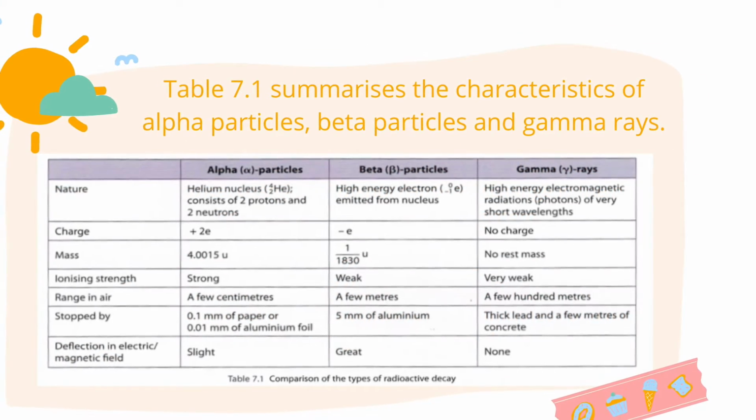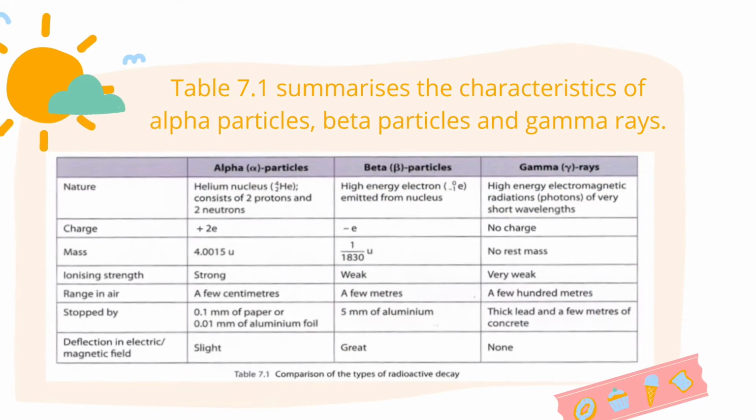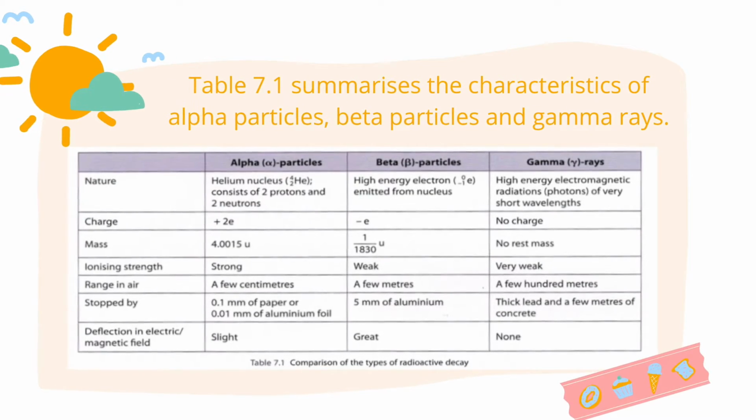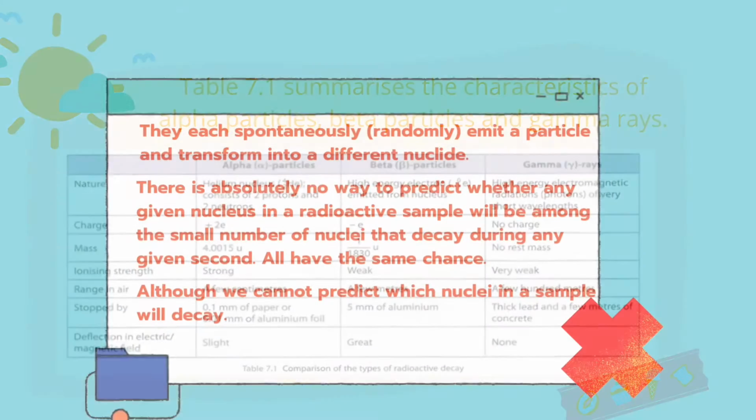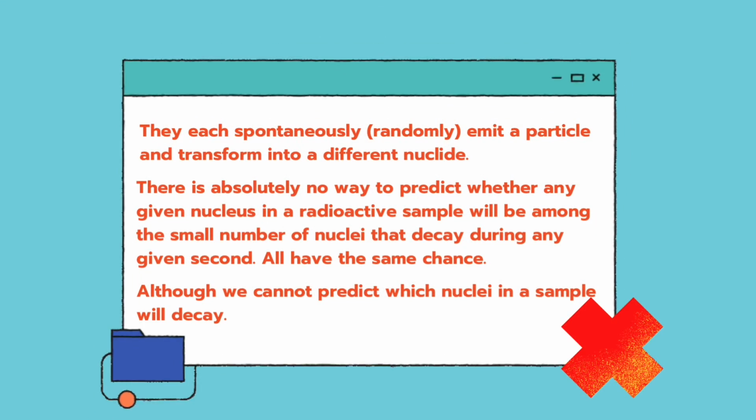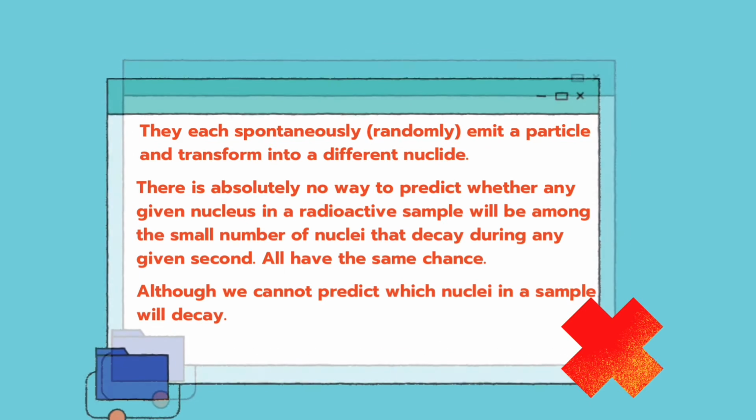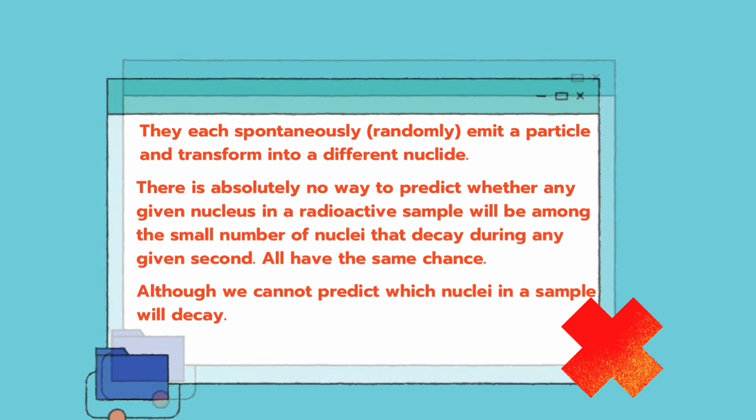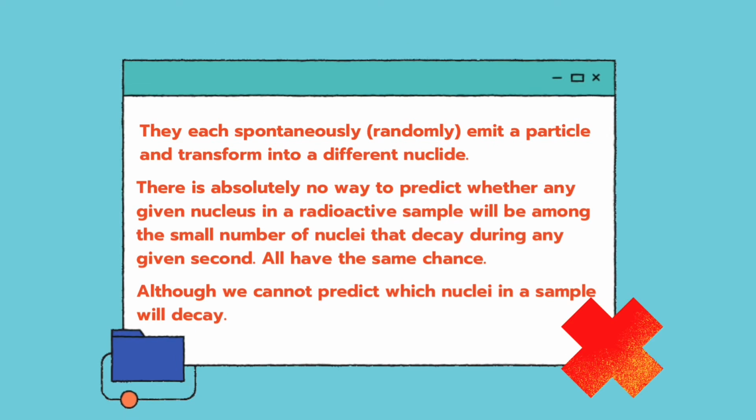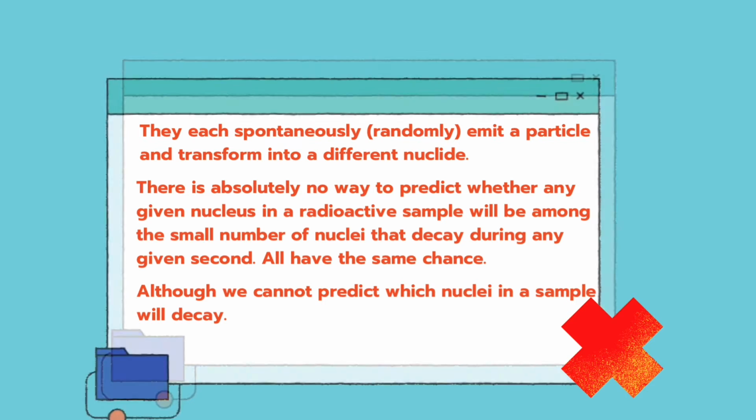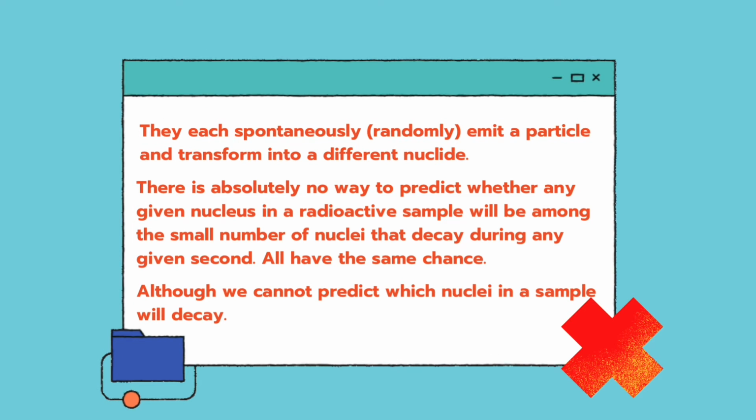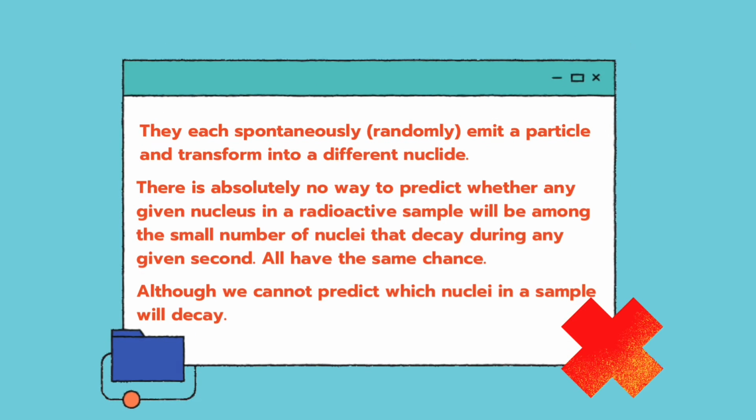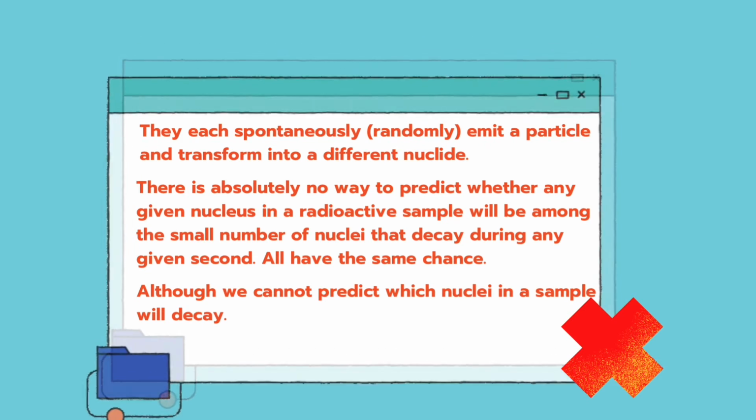This table summarizes the characteristics of alpha particles, beta particles, and gamma rays. They each spontaneously and randomly emit a particle and transform into a different nucleus. There is absolutely no way to predict whether any given nucleus in a radioactive sample will be among the small number of nuclei that decay during any given second, as all nuclei have the same chance.